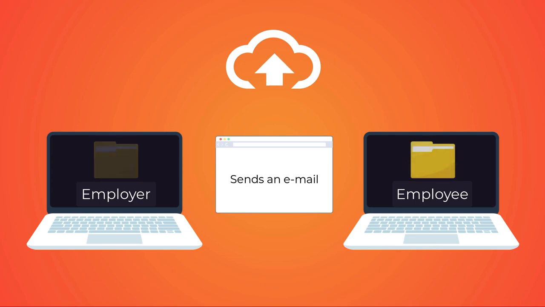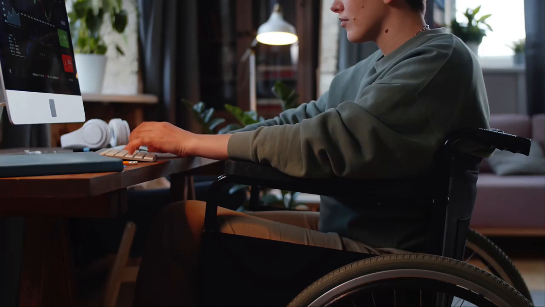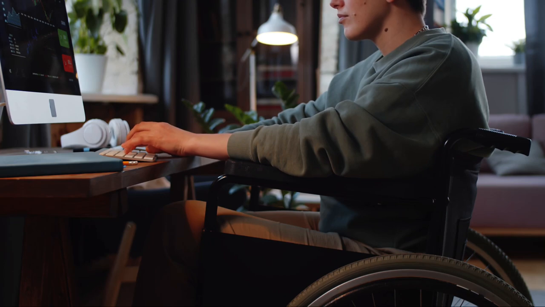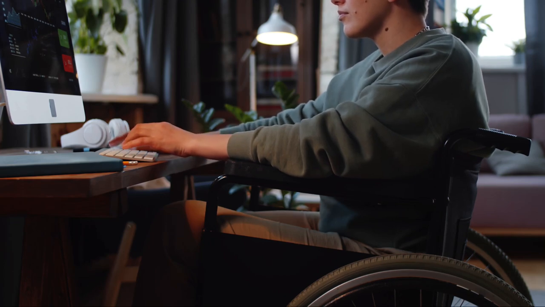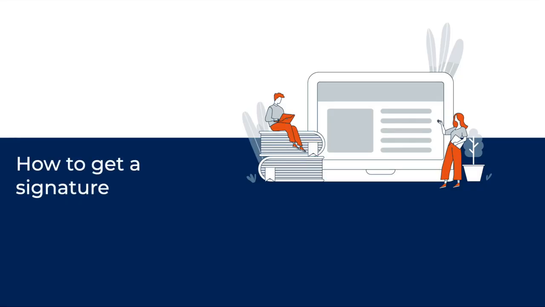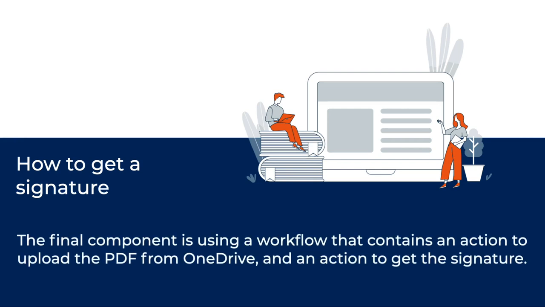signing the PDF. For the following scenario, you create a generic PDF document of the non-disclosure agreement and then use the PDF to create a Nintex AssureSign template. You add signature, date, and text jot blocks. In Nintex Workflow Cloud, you then create a form to capture job applicant details. The final component is using a workflow that contains an action to upload the PDF from OneDrive and an action to get the signature. Now, let's set this up in Nintex AssureSign and Nintex Workflow Cloud.